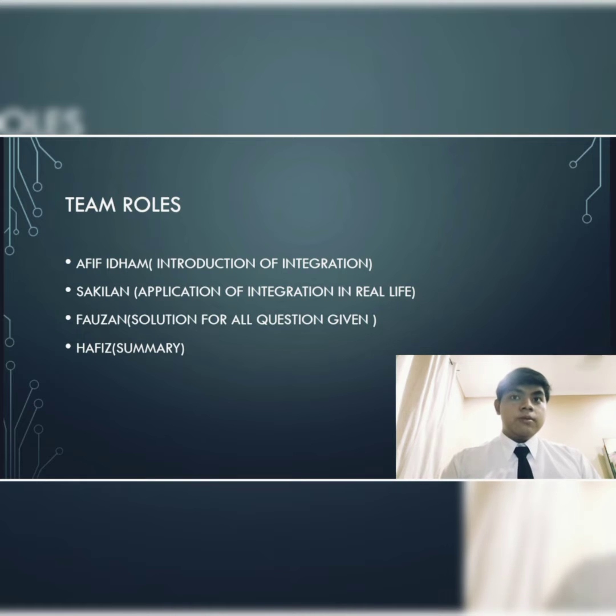For team role, my role and responsibility is to find the point regarding introduction of integration. The second point, which is application of integration, will be shown by Sakilan. And the third point, constant solution for all question given, will be clearly shown by Fauzan. And lastly, the point of summary has been solved by Hafiz and he will show in his slide.